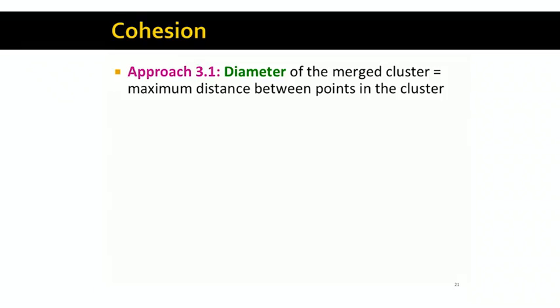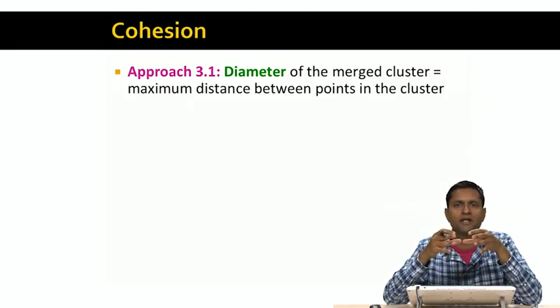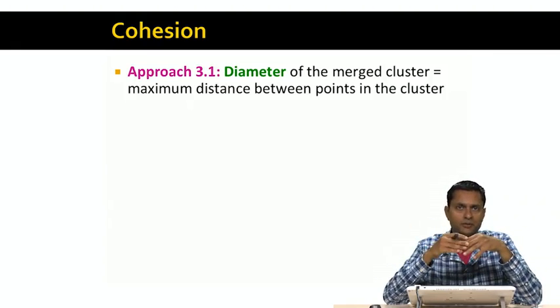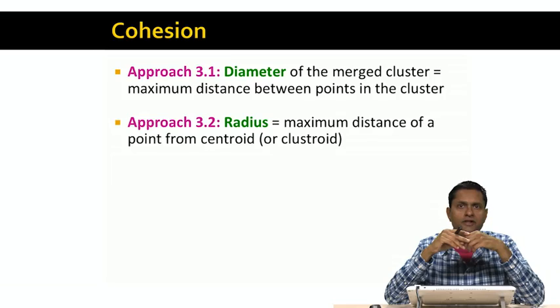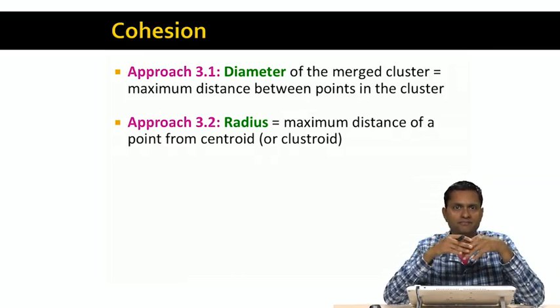There are multiple approaches to defining cohesion. The first approach to cohesion is to use the diameter of the merged cluster. Now, the diameter of the merged cluster is the maximum distance between any pair of points in the cluster. We might decide to stop clustering when the diameter of a newly merged cluster exceeds a certain preset threshold. The second approach is to use radius. The radius is the maximum distance of a point from the centroid or the clusteroid. And we might decide to stop clustering when we would produce a cluster of greater than a certain threshold radius.